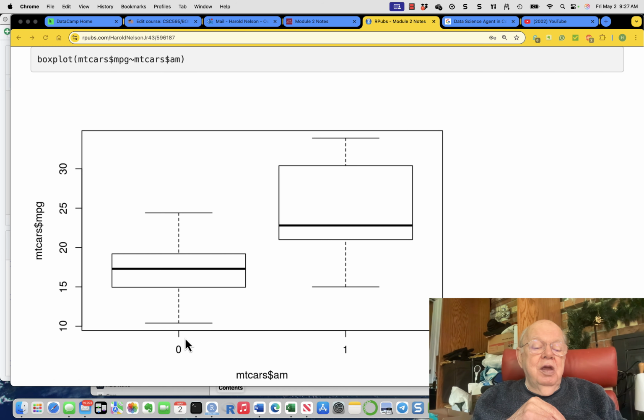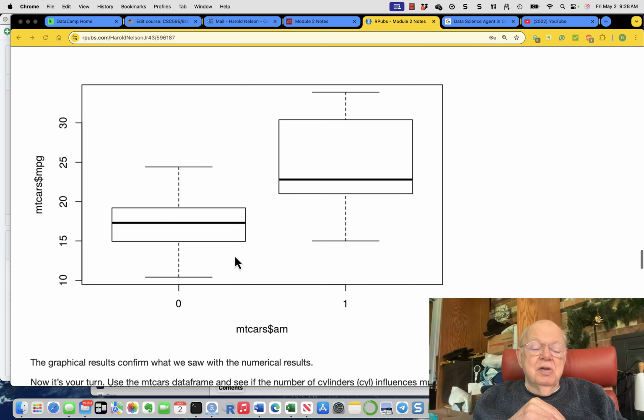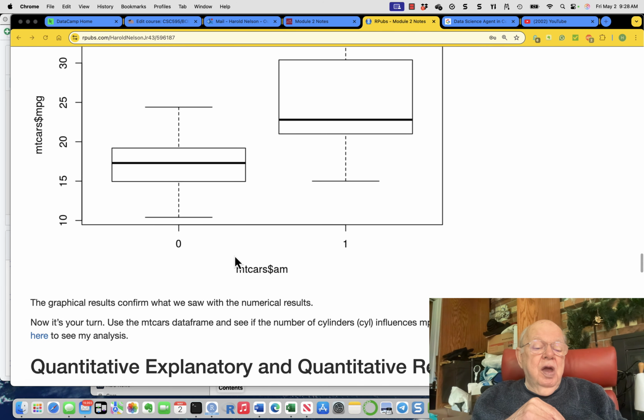So here I have on the horizontal axis the type of transmission. Here's the automatics, here's the stick shifts, and I can see that even the 25th percentile of the stick shifts is higher than the 75th percentile of the automatics. And again, this just leaps right out at you when you look at a graphic display of data.